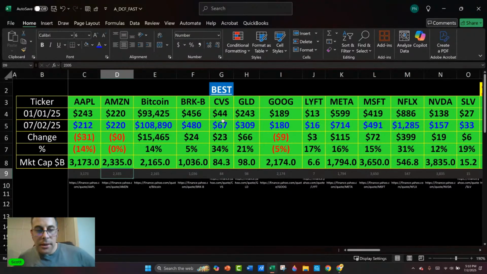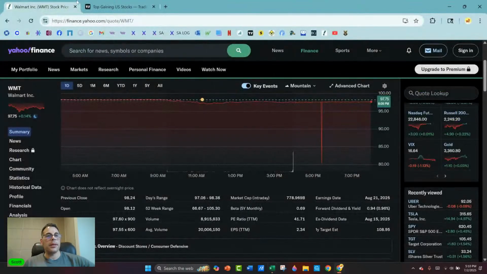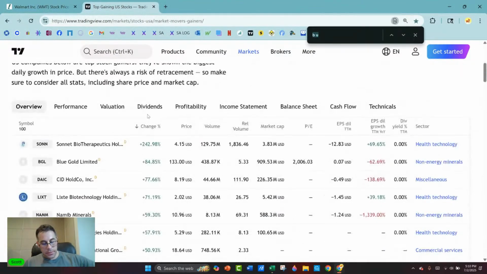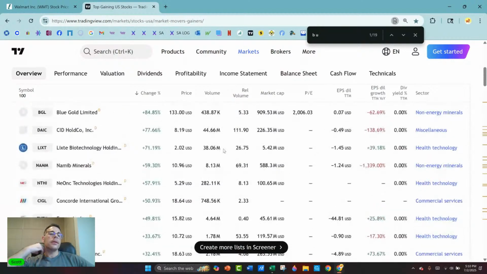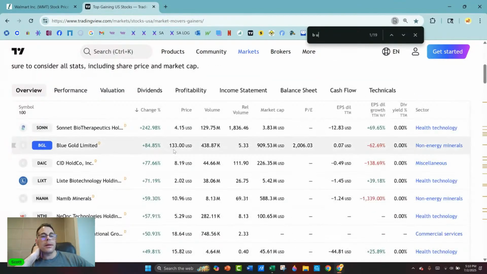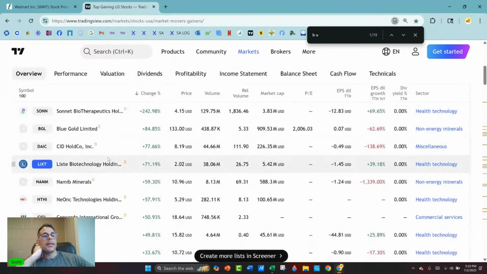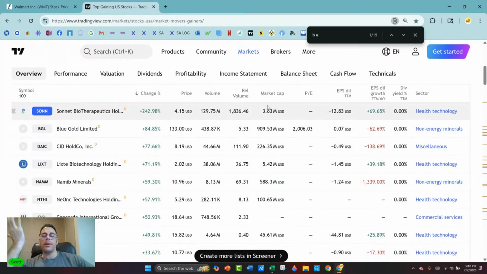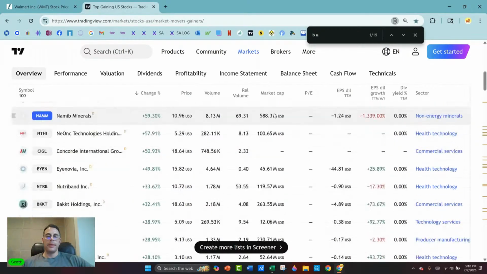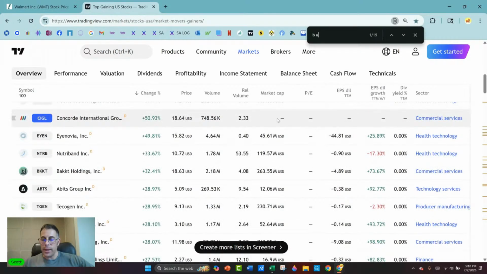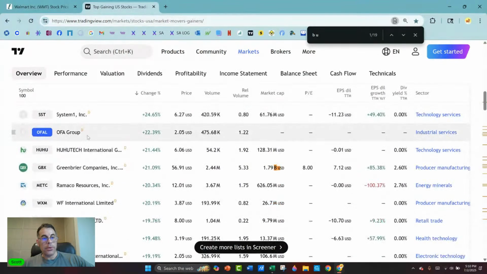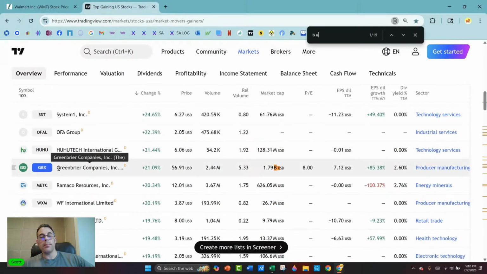So what are the stocks today? Let's see the big movers for the day. This is top gainers. Okay, Sonnet Biotherapeutics went up 242%, but it's a 3.8 million market cap company. So I just would ignore it. And who would have known that? Greenbrier, the shipping company. I did a video on Greenbrier. 21%.